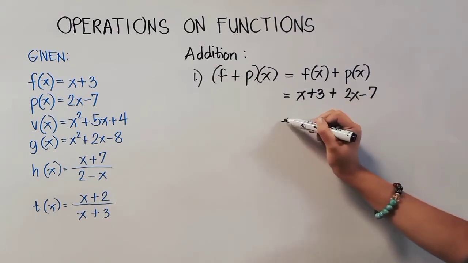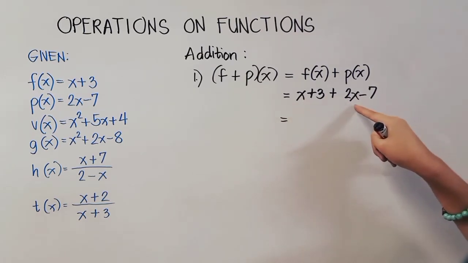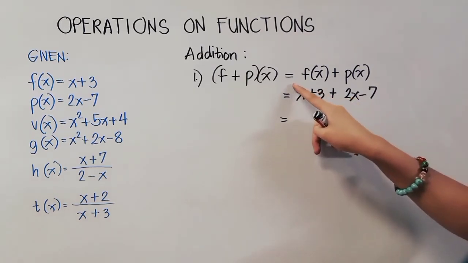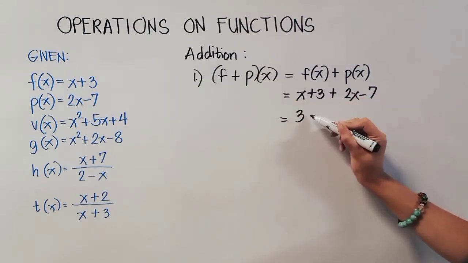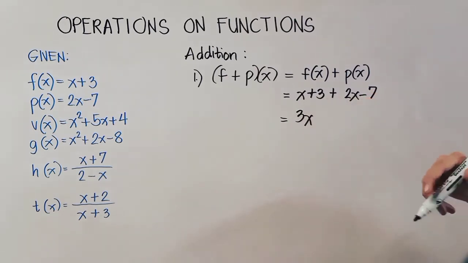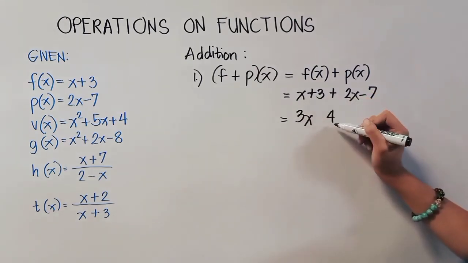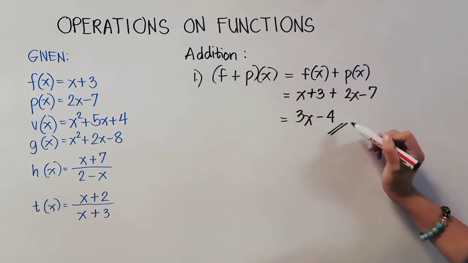Now we have to look for like terms here, like terms of the same variable and exponent. So we have 1 here, so that's 1x plus 2x, a total of 3x. And then 3 minus 7, different sign, subtract, which is 4. Take the sign of the bigger number, so that's negative 4. This is our final answer.